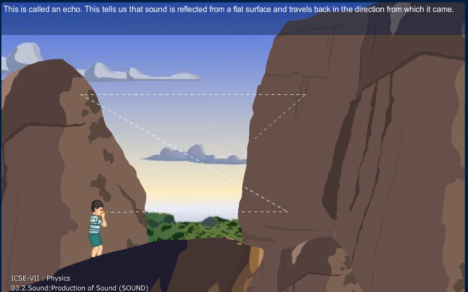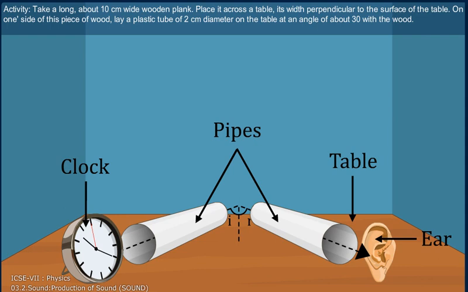This tells us that sound is reflected from a flat surface and travels back in the direction from which it came. Activity. Take a long, about 10 cm wide wooden plank. Place it across a table, its width perpendicular to the surface of the table.